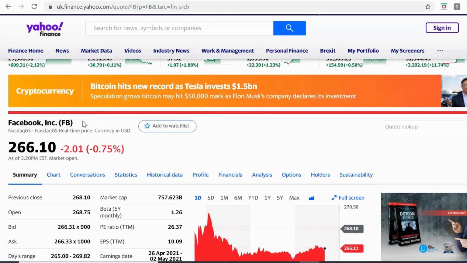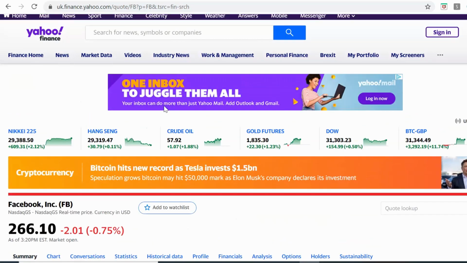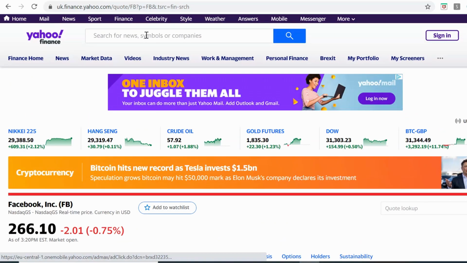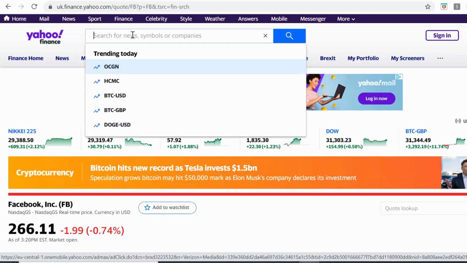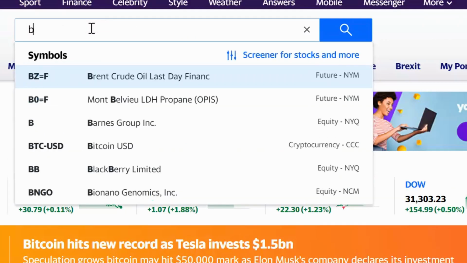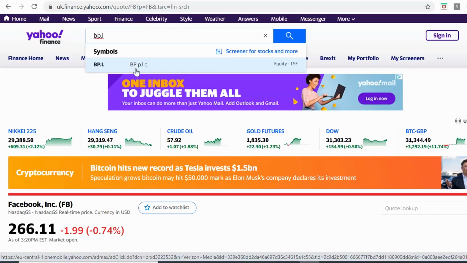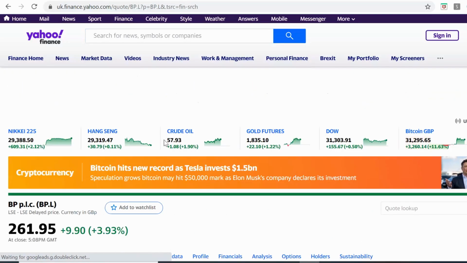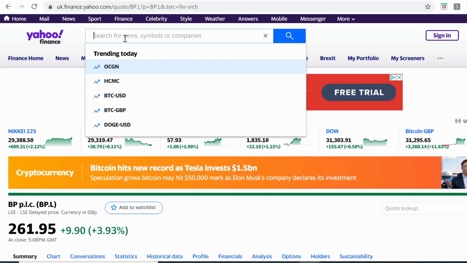Just a note, for US companies, normally it's just a normal ticker symbol, and if you're trying to find companies in the UK, there'll normally be a little bit extra afterwards. For the UK it would be .L at the end to mark the London Stock Exchange. So, for example, if I'm trying to look for BP, which is British Petroleum, a UK company, I'd have BP.L, and that would help me find it on the London Stock Exchange. So let's go back to Facebook anyway.